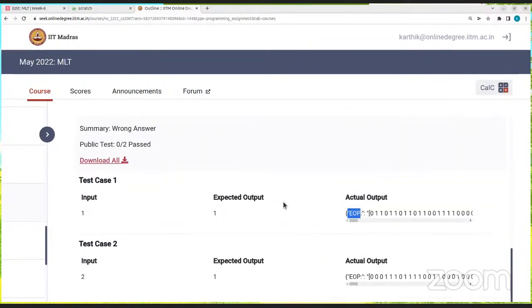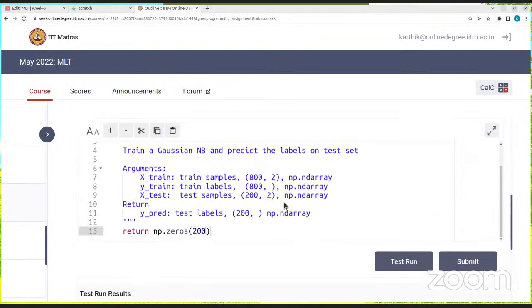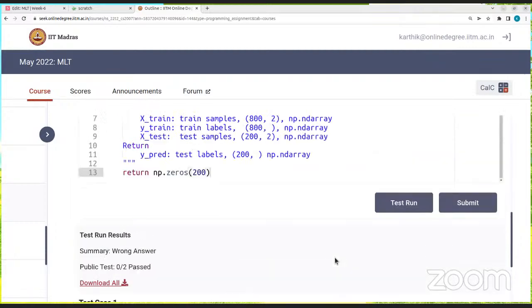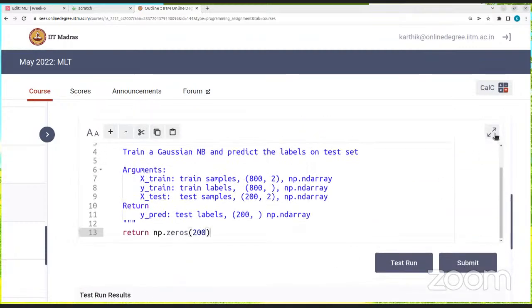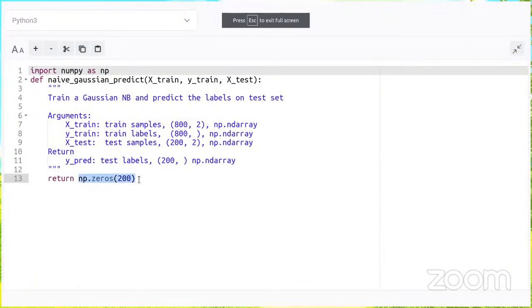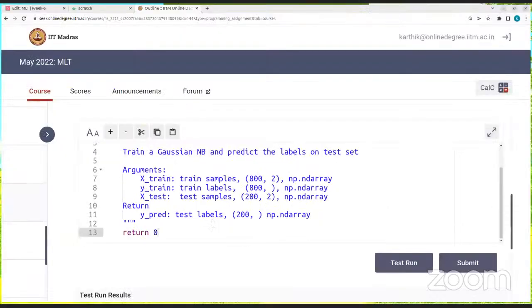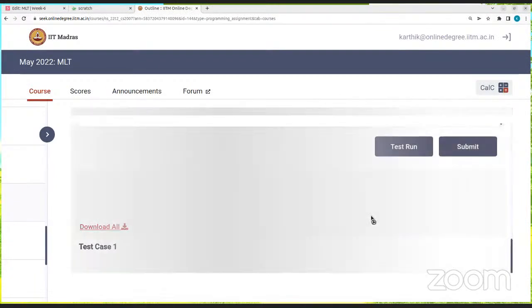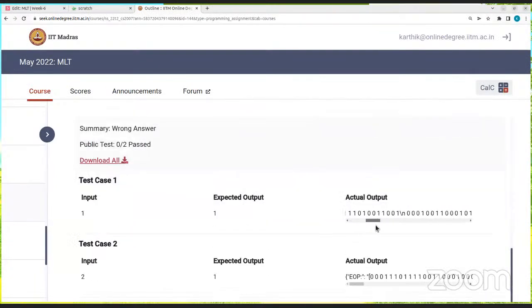But sir, even that works only when our code is running error free. If there is some error, that wouldn't come up. Yeah, but then you would have passed the test case, right? Actually, error messages come up. Can you try without this return np.zeros? Then I hope you will get an error message. I don't know what will come up, but let's see.